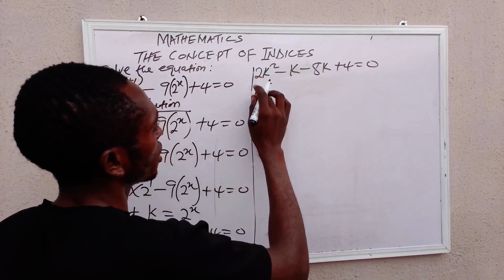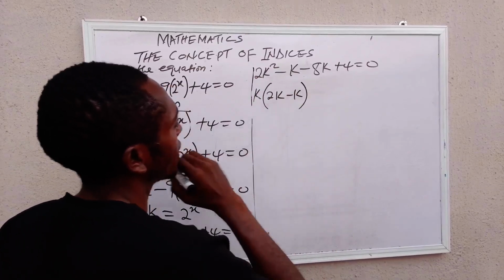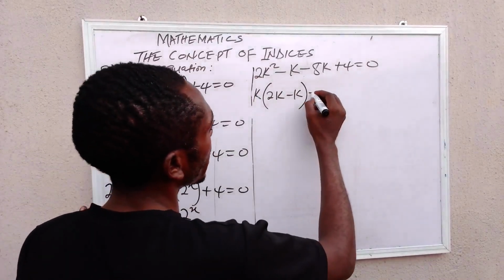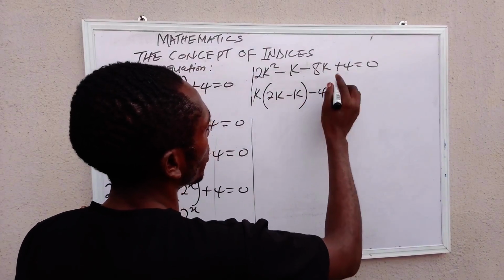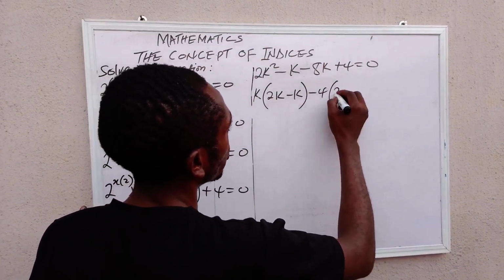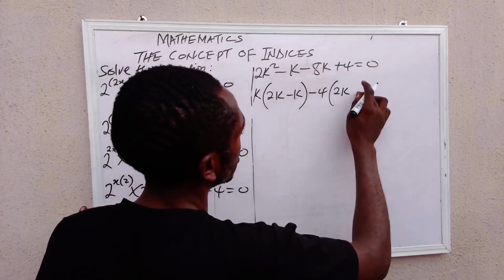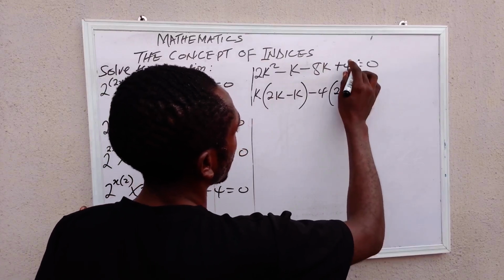So this k will cancel 1k here. We have 2k minus k, close bracket. And what is common here is minus 4. So minus 4 will cancel this 8 here. We have 2k left. And since there's a minus sign outside, inside becomes minus. So minus 4 goes here.